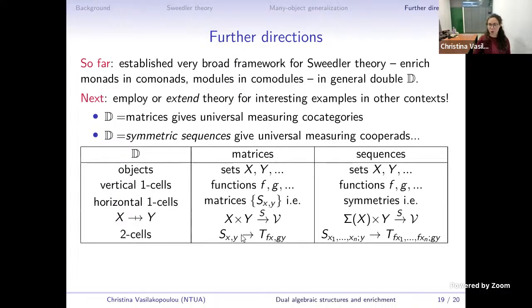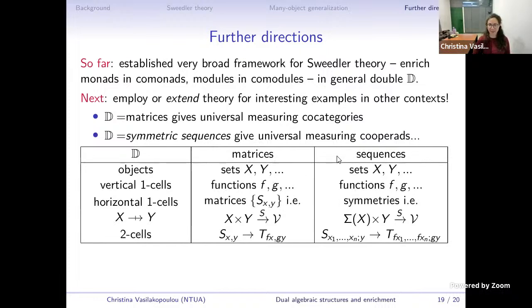In two cells, also, here we just had mappings like this, but here we will have tuples of objects in X and then the image of the tuples in X, because we take the free symmetric category there. Let me just say that when I said before that we're going to maybe need to extend the theory, there is something very interesting happening with sequences.